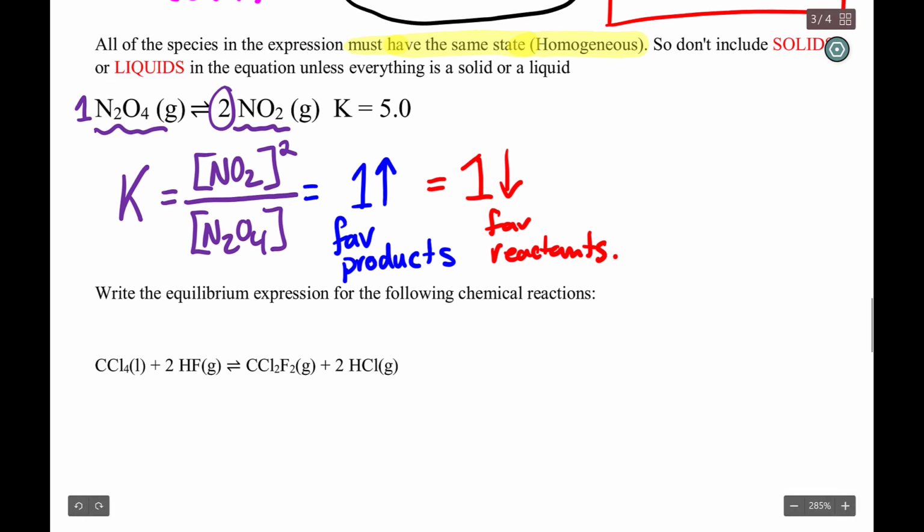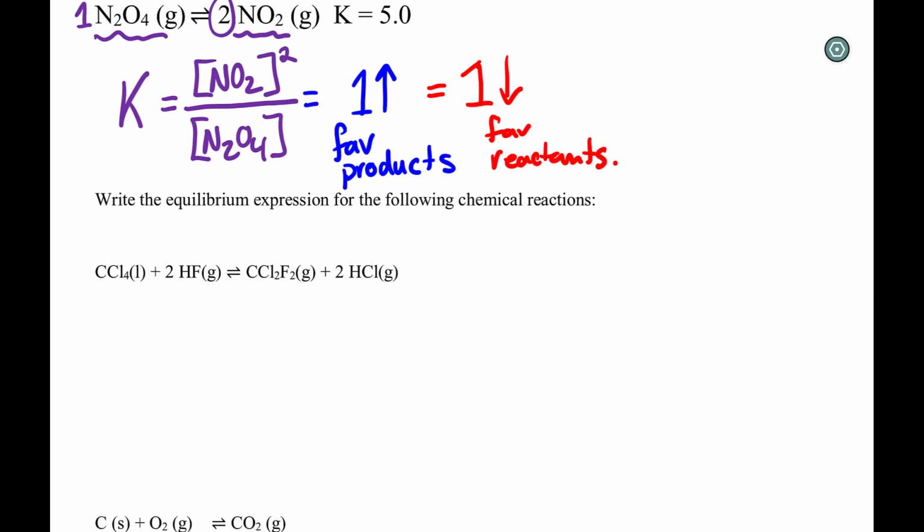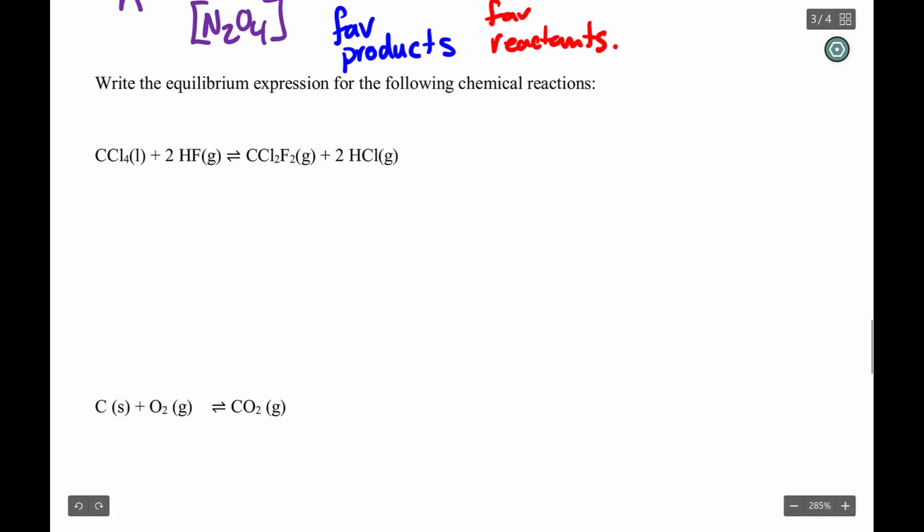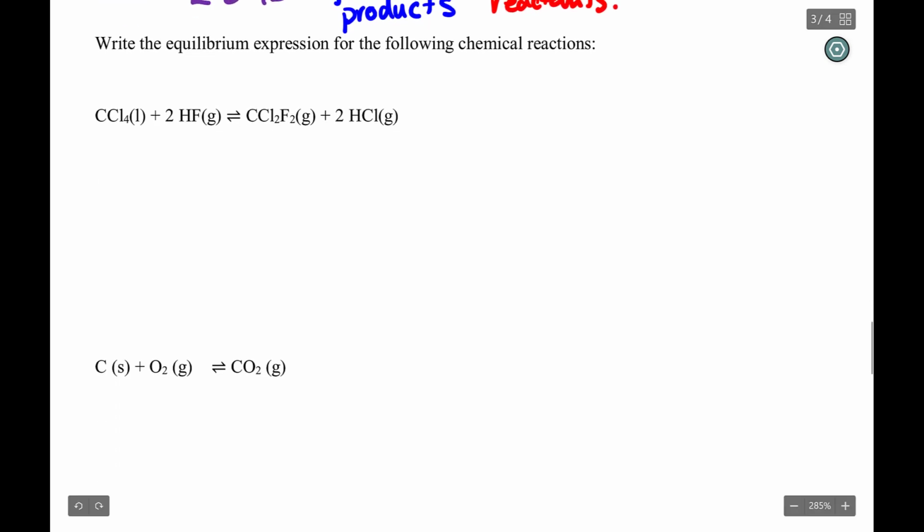Okay, what we're going to do next is we're just going to practice writing these expressions here, and then we'll dive a little bit further into the actual value of K after that. So what I would like you to do now is to try to write an equilibrium expression for this reaction. Make sure that you cross out any states that don't fit. Make sure you have products over reactants, and make sure they are raised to their coefficient. Pause the video now and give the question a try.